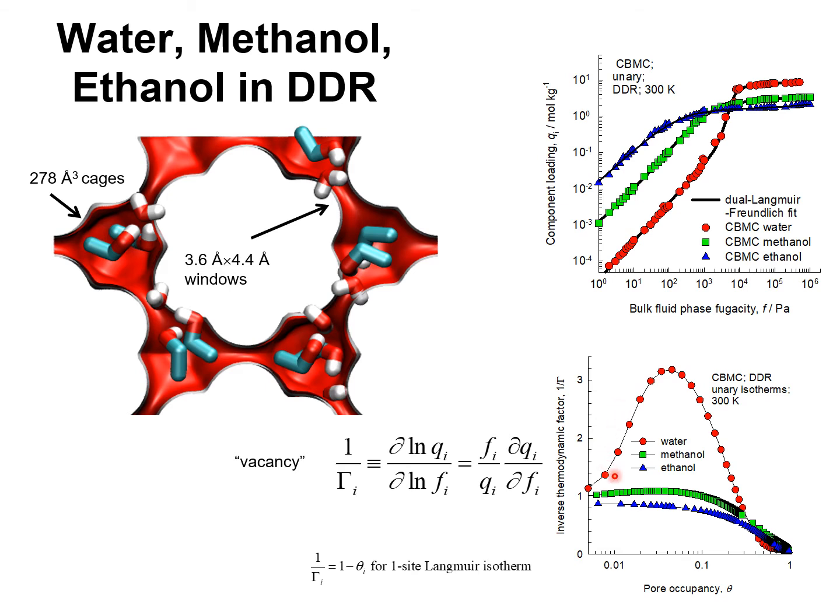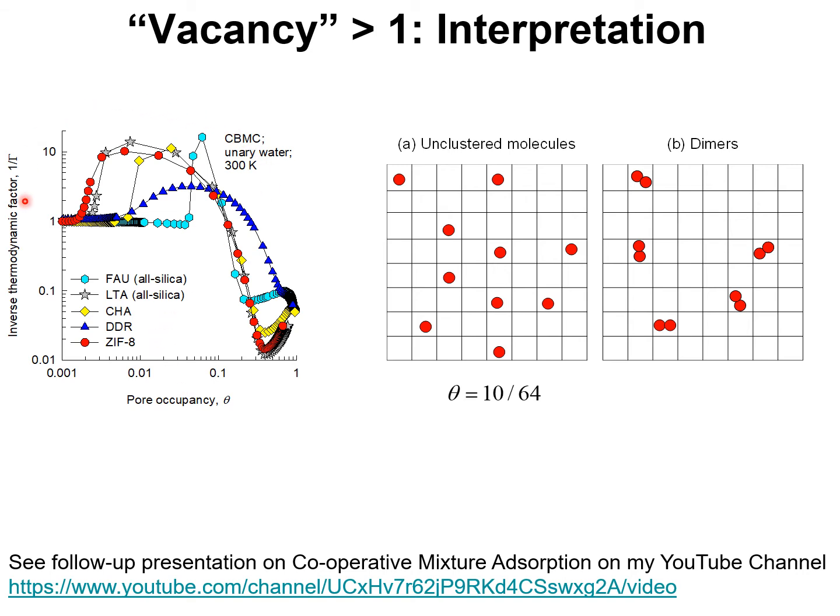Now, how do we interpret a value for the vacancy that is larger than unity? This seems to be incredible. Let us examine this a little bit further in the next slide. In this graph, I plot the inverse thermodynamic factor for water in 5 different host materials: faujasite, LTA, chabazite, DDR, and ZIF-8. For all 5 hosts, the 1 divided by gamma factor has values exceeding unity for pore occupancies below about 0.3.